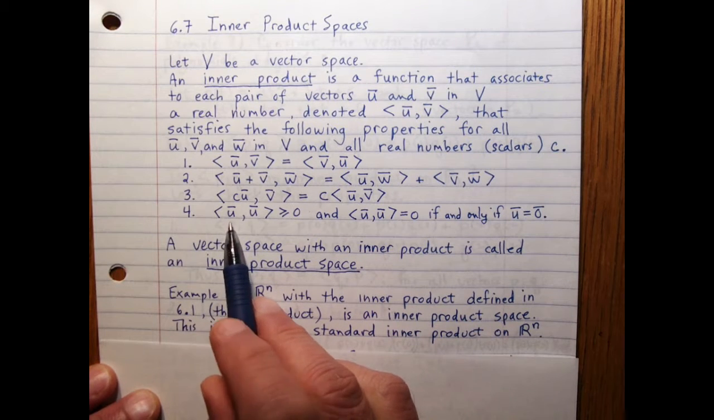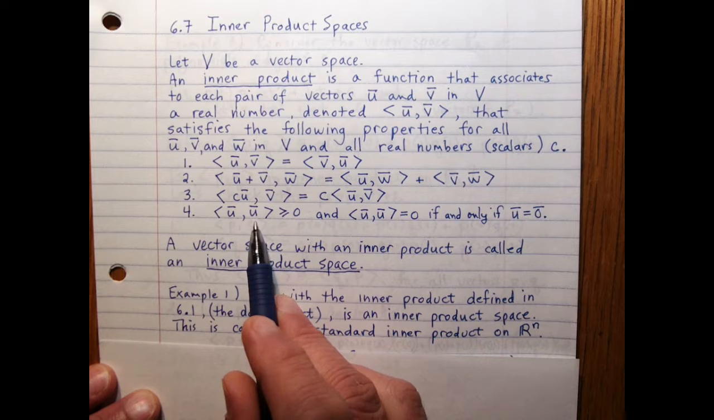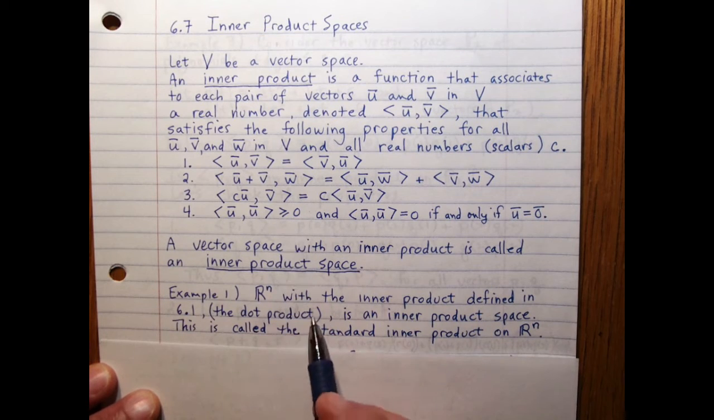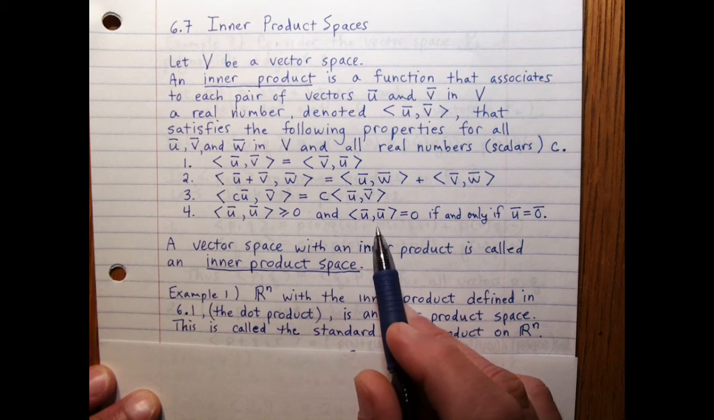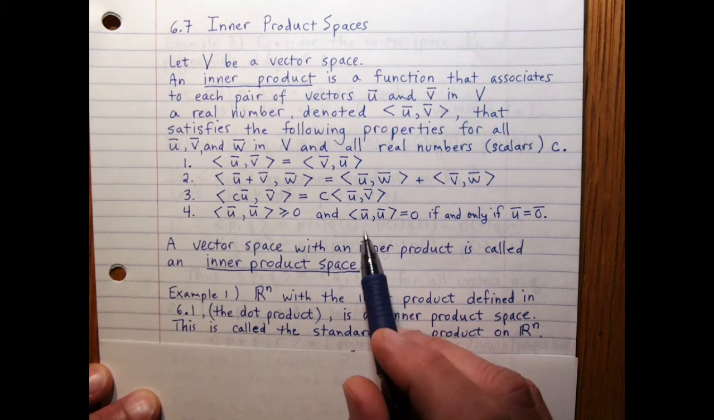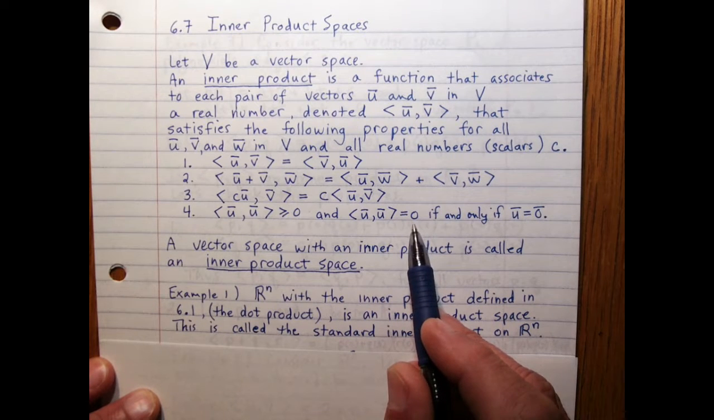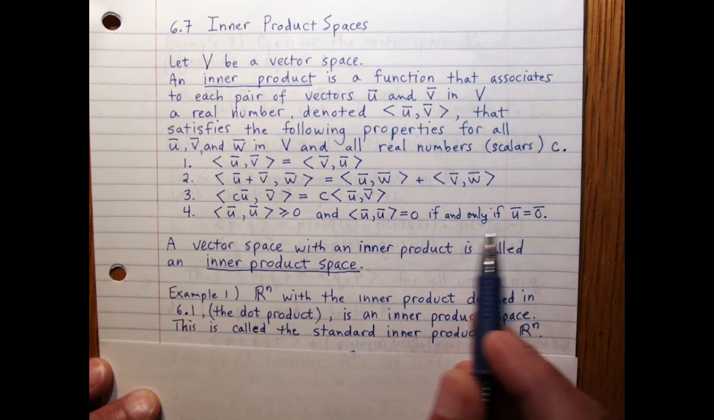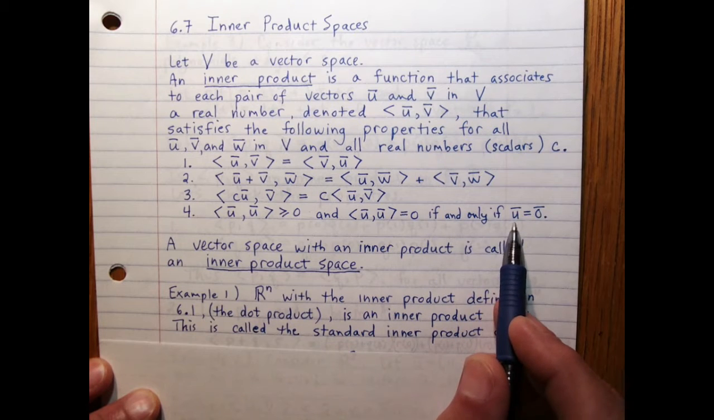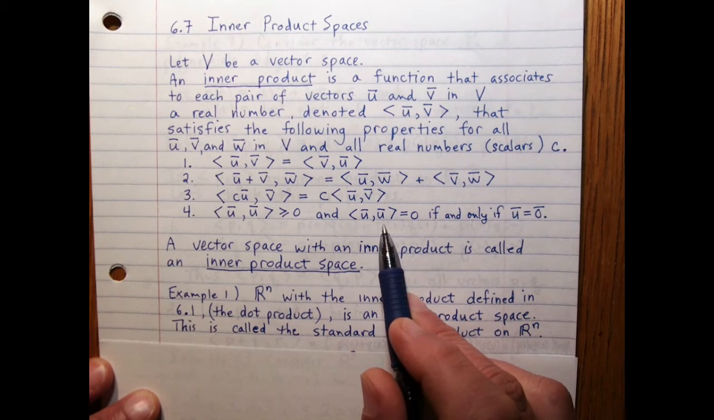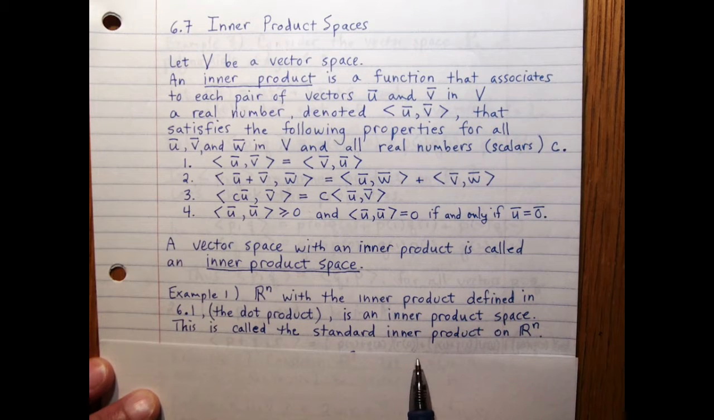And number four has two parts to it. The first part is the inner product of any vector with itself, that's the inner product of u with u, is always greater than or equal to 0. That means it can never be negative. And the second part of 4 says that if the inner product of a vector with itself is 0, then that vector has to be 0. And in fact, it's if and only if, meaning that's the only way it can happen, that there's no other vector whose inner product with itself is 0.